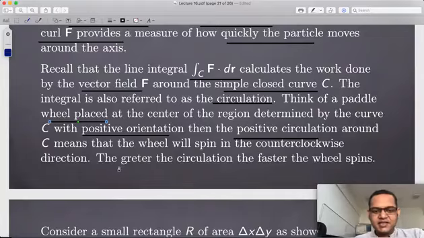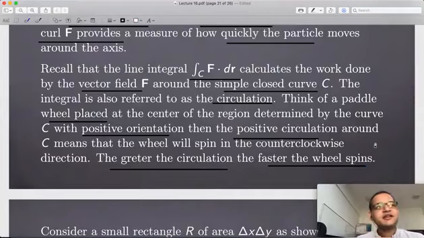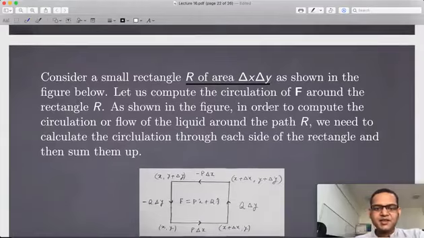So the greater the circulation, the faster the wheel moves. Of course, intuitively this is how it is, but if you want to calculate certain quantities, such as the total circulation, then you need to talk about these integrals, because the boundary behavior is going to determine that. So we are going to consider this small model. Let us take a small rectangle. We say that its area is del x by del y, and then think of a vector field as I said.